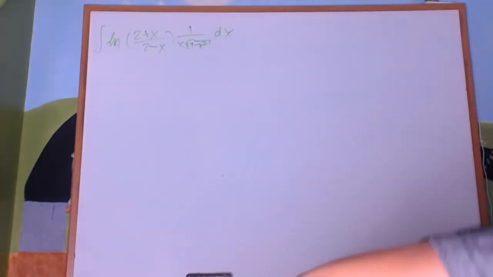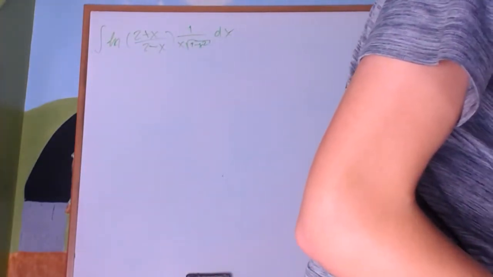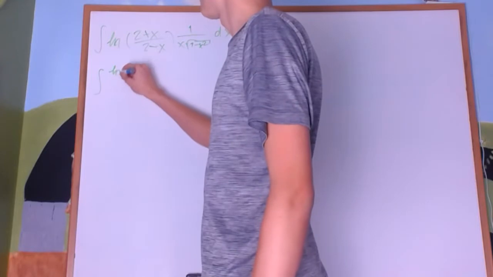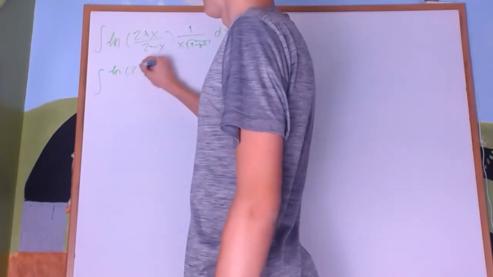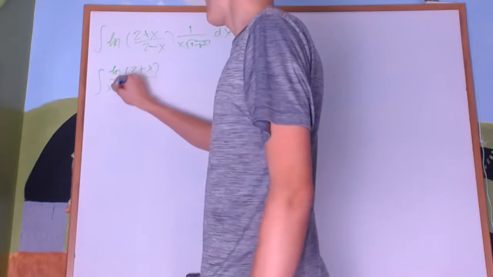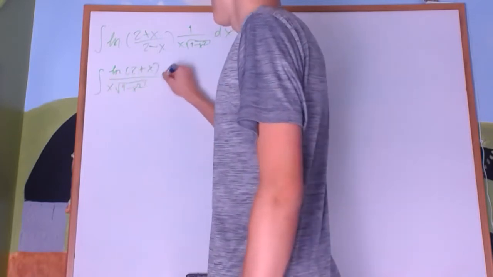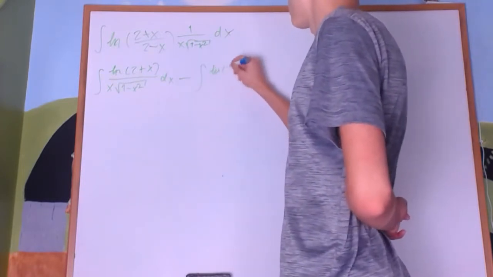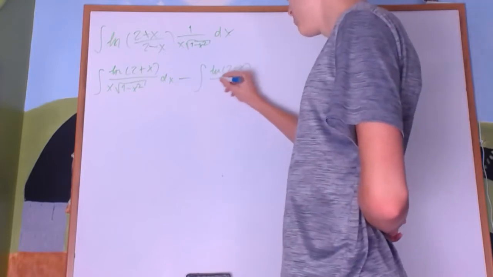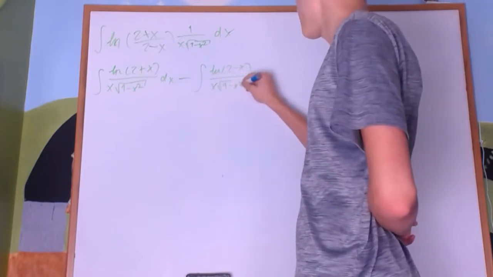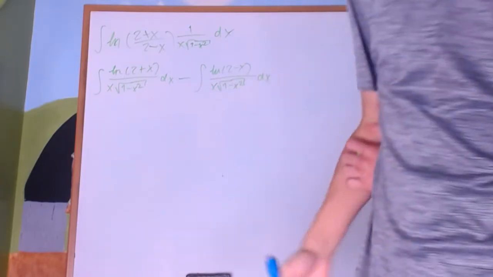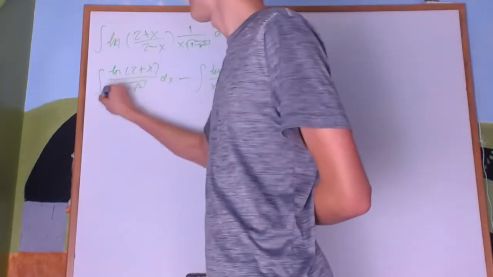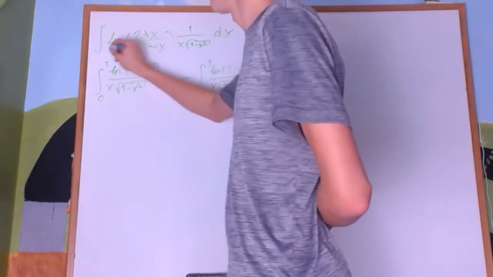I'm gonna look at... what was your first step? You split it up. Of course you did. Alright, so he split it up into 2 different integrals. Natural log of 2 plus x over x times the square root of 1 minus x squared dx, and then minus the integral of natural log of 2 minus x over x square root of 1 minus x squared dx. I hope he split it up into literal 2 integrals, and it's from 0 to 1.